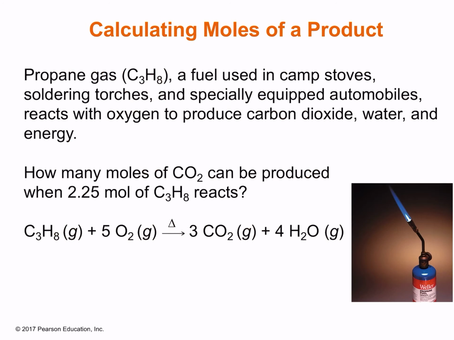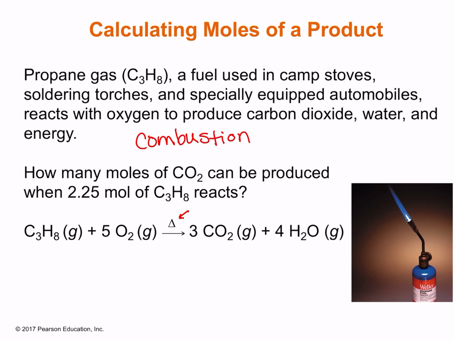So, propane gas, a fuel used in camp stoves, soldering torches, and specially equipped automobiles, reacts with oxygen to produce carbon dioxide, water, and energy. So again, this is a combustion reaction. A hydrocarbon is reacting with O2 to produce carbon dioxide and water. So you could write your own equation. I've written it below for you. And again, remember this triangle here? That just means that things are being heated during the reaction.